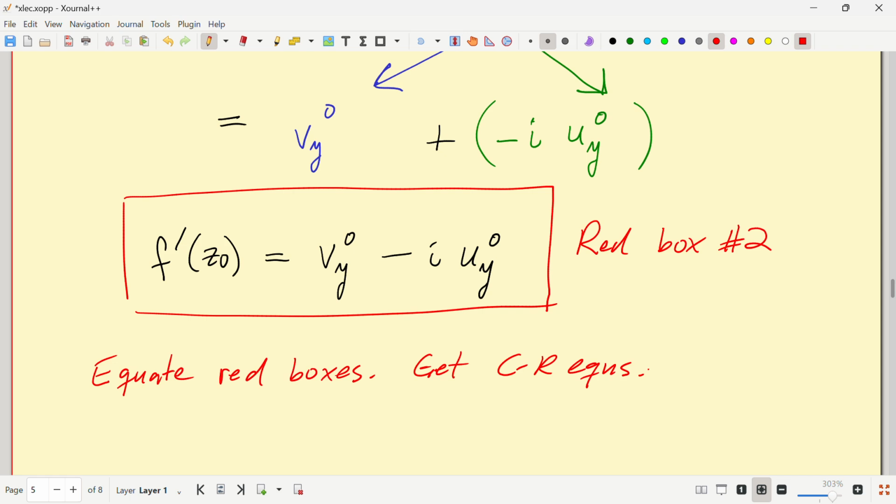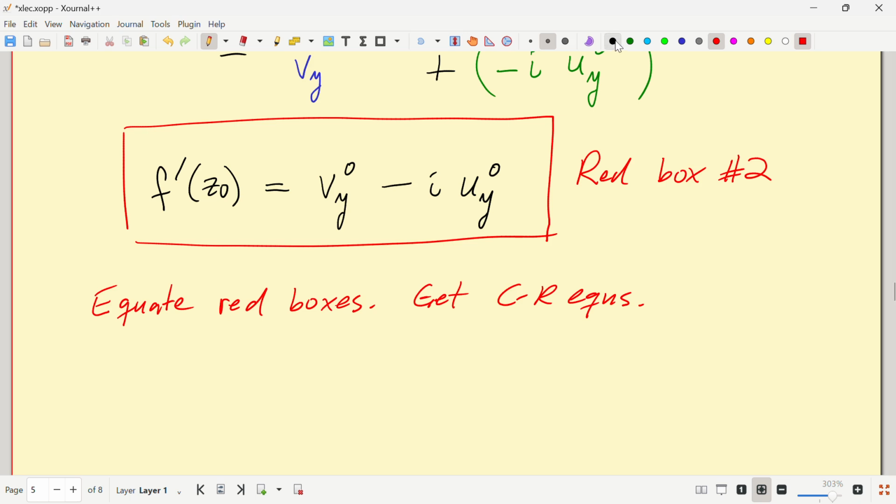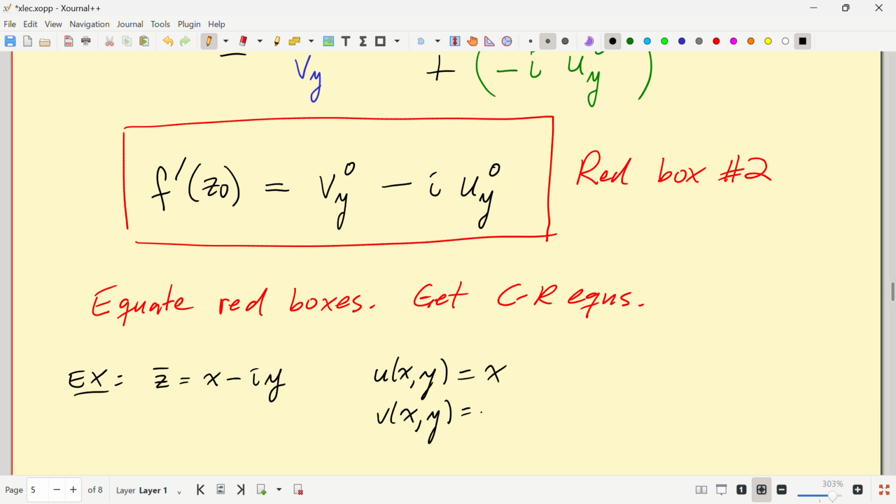Well, now that we have the Cauchy-Riemann equations, it's a simple matter to check z bar. The u function would be x, and the v function would be minus y. U of x y equals just x. V of x y equals minus y. Very simple matter to see that the Cauchy-Riemann equations fail. One of them works, but the other one fails. They both have to work.